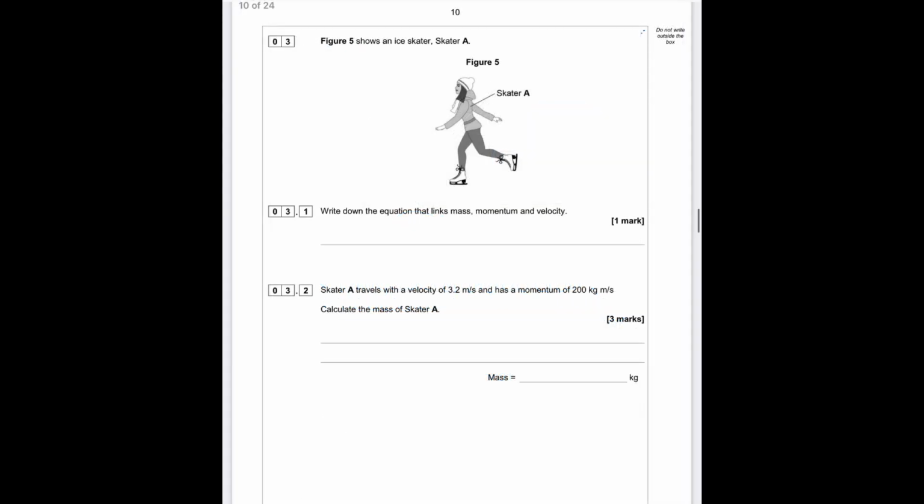Now in this next question, it says figure 5 shows an ice skater, skater A, and we have our diagram here. It says write down the equation that links mass, momentum and velocity. So this is just recall of you knowing the equations. So the correct answer is momentum equals mass times velocity.